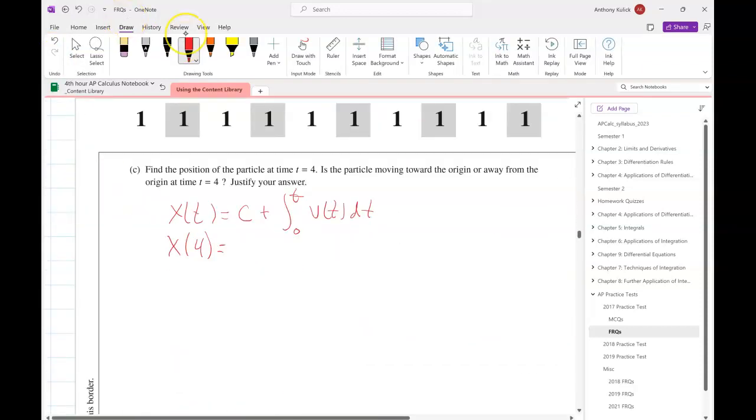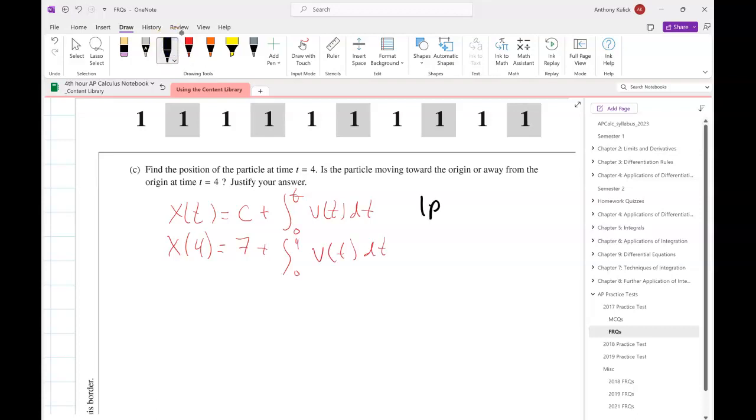So acknowledging that the integral of velocity is position, that was one point. Acknowledging the initial position is 7 was a second point. Getting the actual answer out of this now is a third point. So I just would type this into my calculator. I'm not going to do it by hand. I'm just going to write down the numbers. Everybody okay with that? That's the third point.